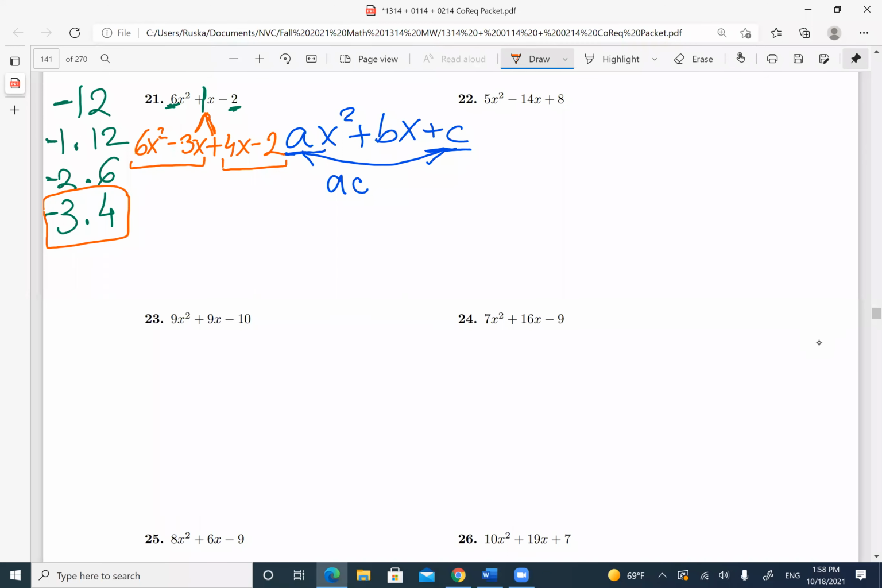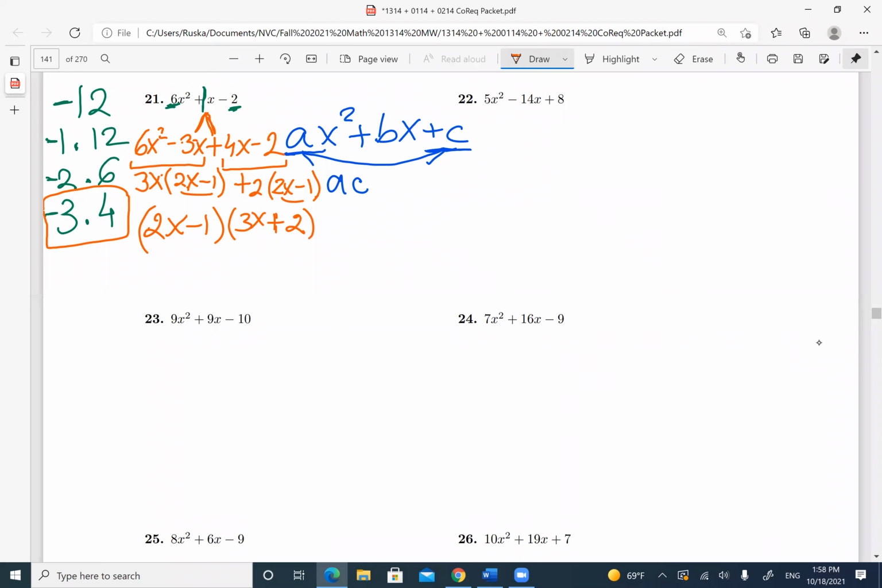How do you factor by grouping? In the first group, what do they have in common? 3 and x, right? So when you pull out 3x in the first group, you have 2x minus 1. And in the second group, they have in common 2. So I'm going to pull out 2. And what is left? 2x minus 1, right? And then 2x minus 1 is the same, so that's what's going to go in front. 2x minus 1 in front. And then what is left? 3x plus 2.